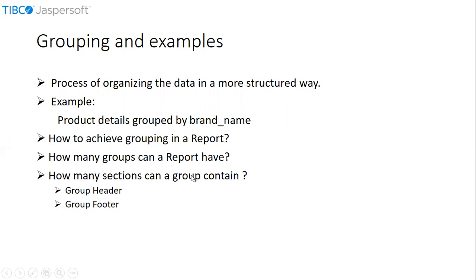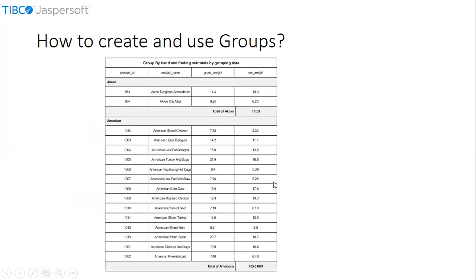How many sections can a group contain? Every group that we create in Jaspersoft Studio can have 2 sections. They are group header and group footer. We will see more on these 2 options when we move on to the actual example. Now let's create a group and use that group to find the subtotals of each brand type, or say brand name.